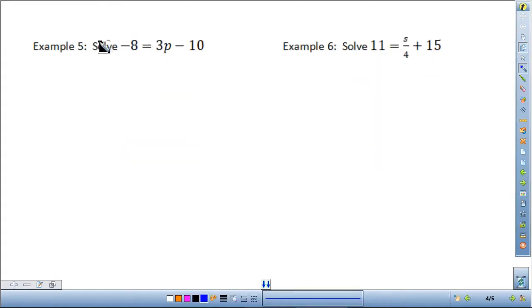Number 5, you can see, is a little bit different. In this one, we have our variable now on the right-hand side. So it's kind of backwards from what we like normally. If you want to, you can start off by using the symmetric property of equality and just flipping that around and saying 3p minus 10 equals negative 8. That's one option. The thing is, you have to make sure that you're keeping the order of your terms or the expression exactly the same. Don't flip this around and say 10 minus 3p.